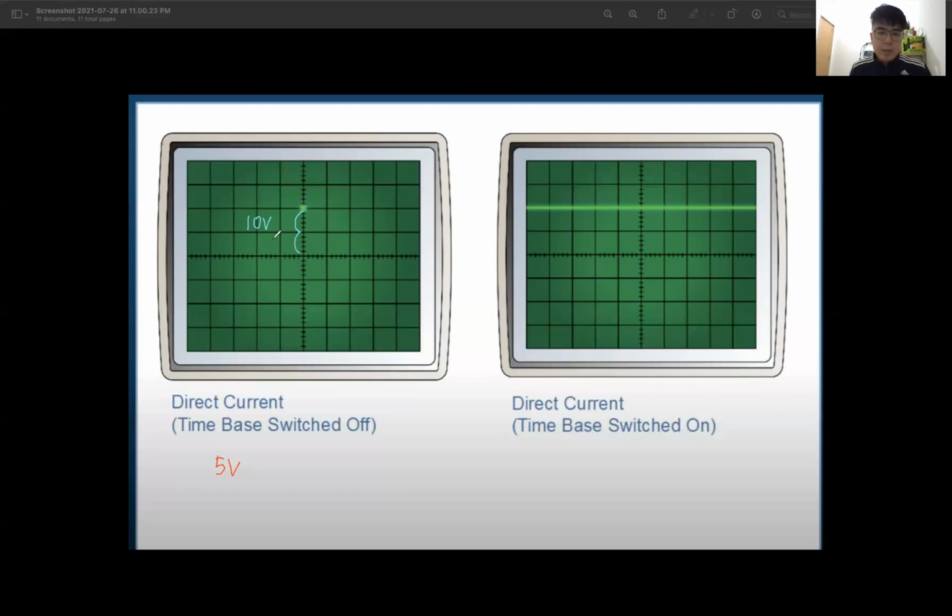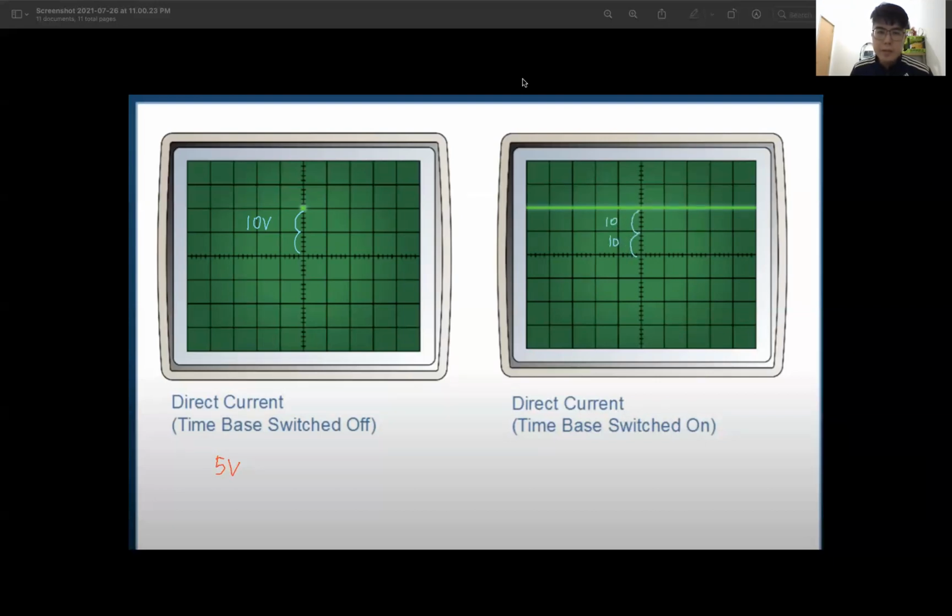Okay, now same thing. If I switch on the time base, what happened? Remember, when I switch on the time base, we give a sawtooth voltage to the X plate, right? So the X plate will deflect, jump back, deflect, jump back, deflect, jump back. So it creates a line like this. It happened very fast, so we see a line. And this is also 10 volt.